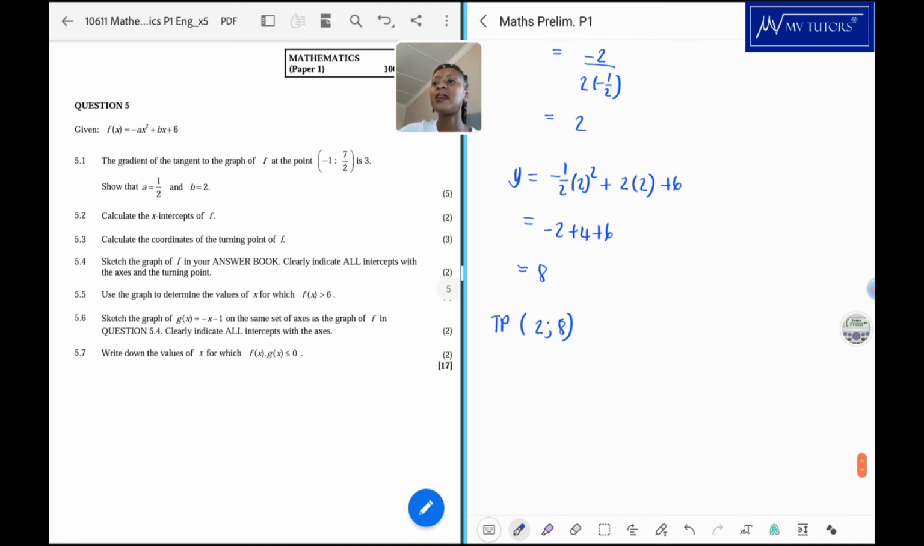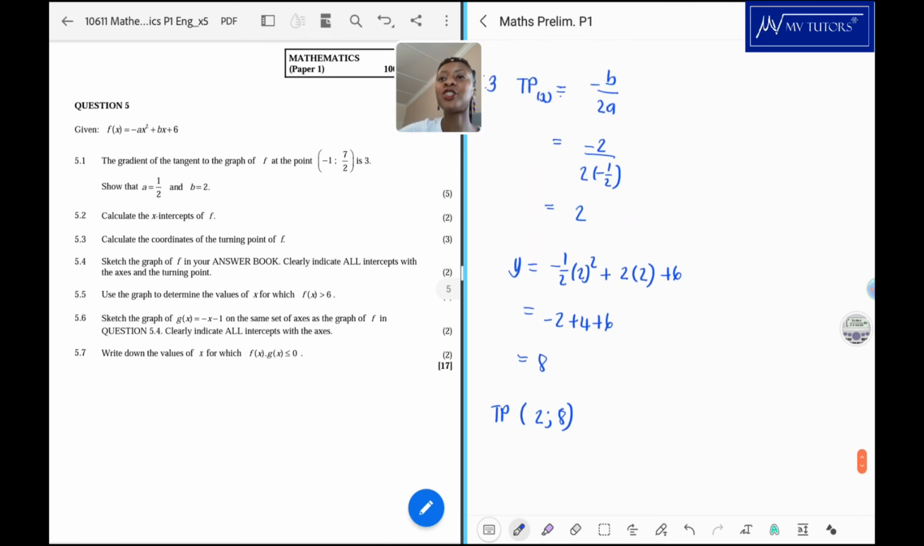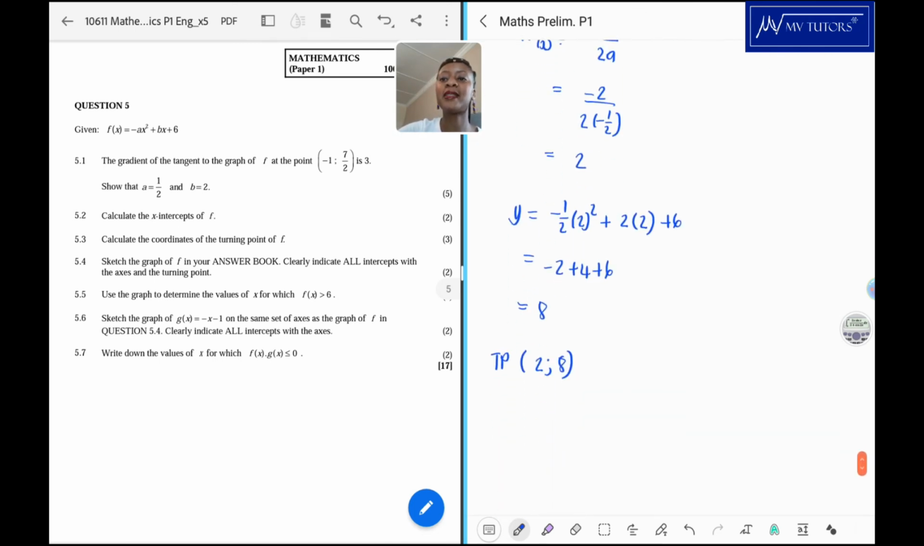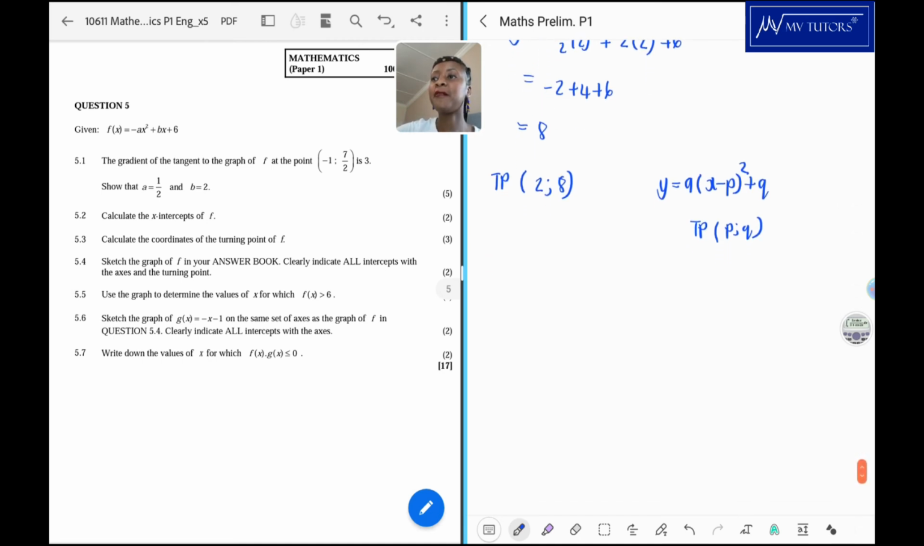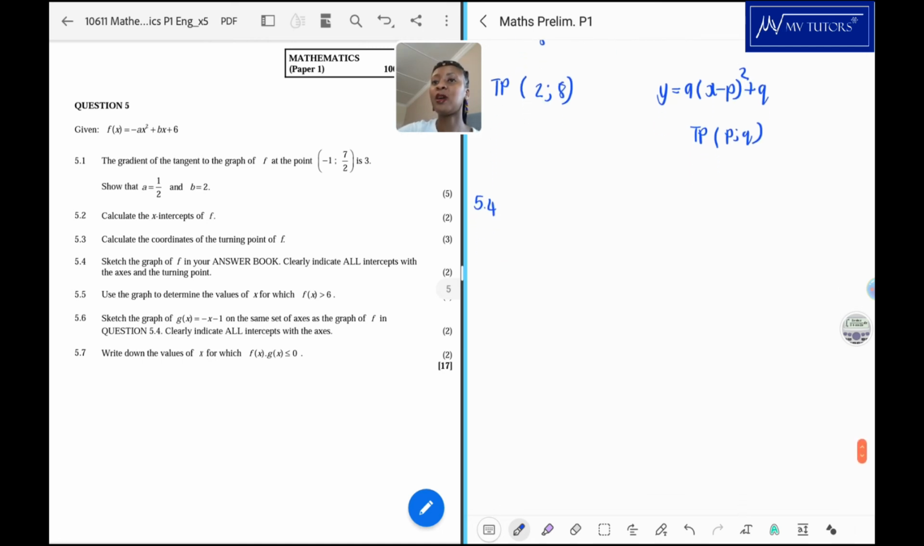Another way of doing it, you could actually complete the square such that you have your equation like this: x minus p, plus q, and then you know that p and q are actually your turning point. But I'm not going to do that. That is very time consuming. Okay, and then 5.4. Now we're sketching the graph. Okay, and we are going to include intercepts and all.